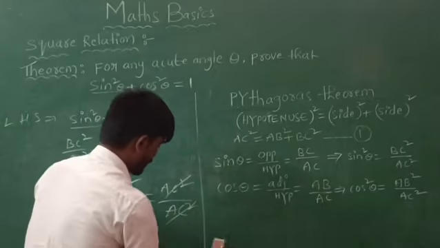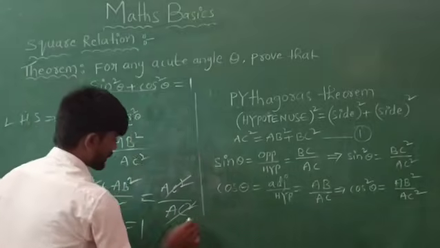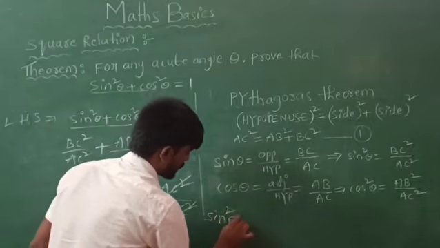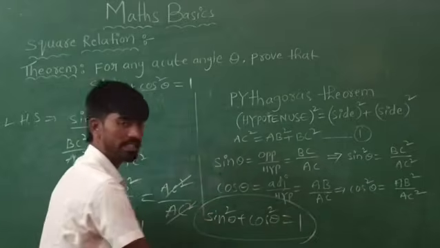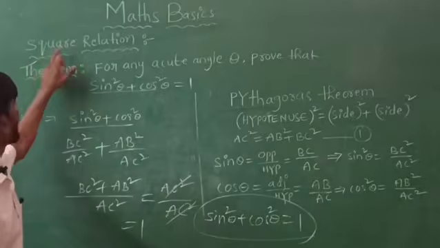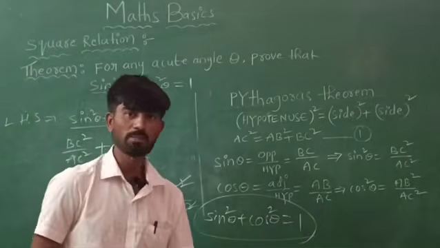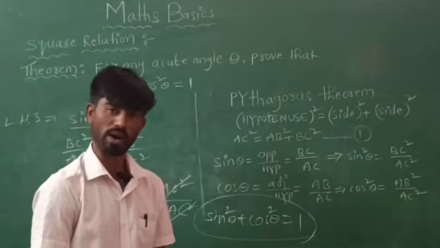Therefore, the final statement is sin square theta plus cos square theta is equal to 1. This is the square relation: sin²θ plus cos²θ is equal to 1.